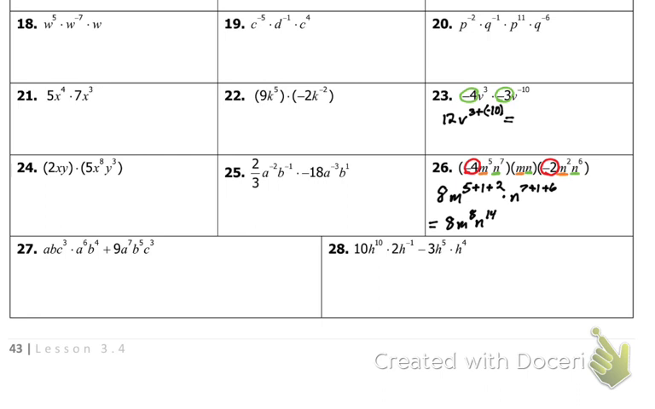Well, 12, I'm confident I can rewrite that. And we got v to the, so I'm at 3, right? 3 from the 0, and I need to take 10 steps in the negative direction, which should give us negative 7. Thank you.